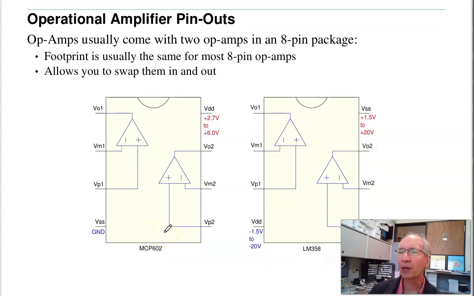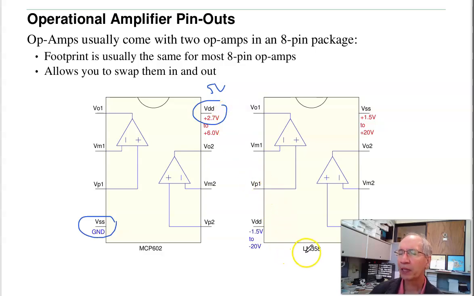The pinouts for an op amp are fairly standard. There are, for example, the MCP602 in your kit has dual op amps. Pin 4 is ground. Pin 8 is power. That's anything between 2.7 and 6 volts. For the R class, that'll be 5 volts DC.